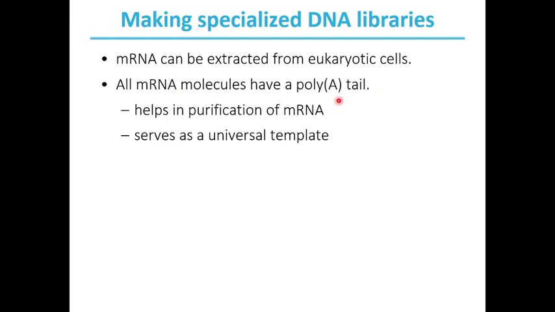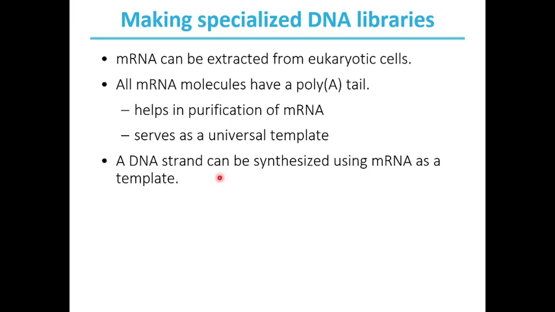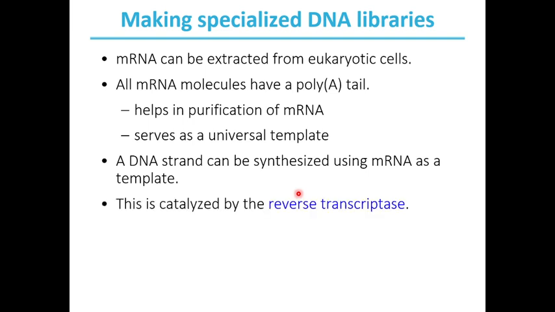All mRNA molecules have what is called a polyadenine tail. The function of this polyadenine tail is that it helps in purification of mRNA, and it serves as a universal template. That's very important. A DNA strand can be synthesized from an RNA, using that mRNA as a template.